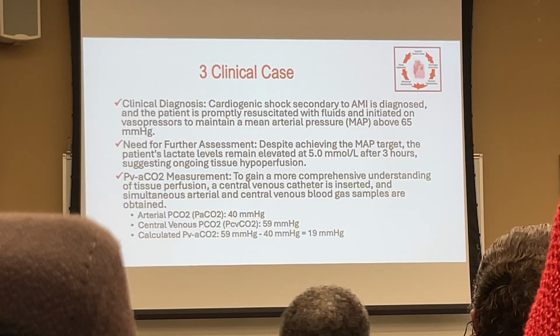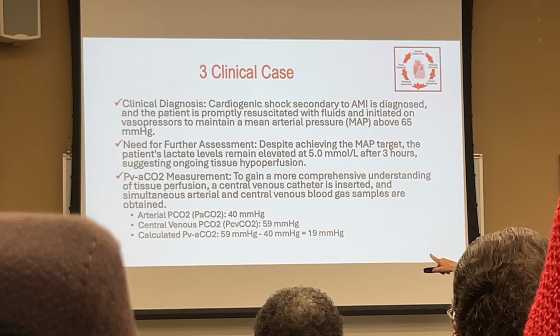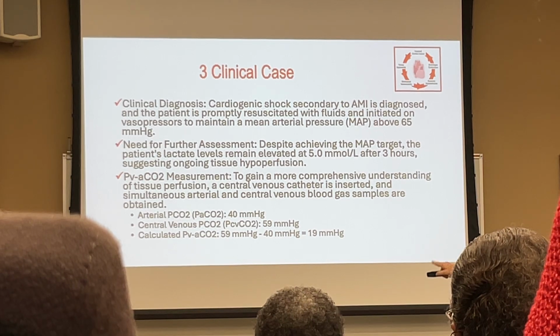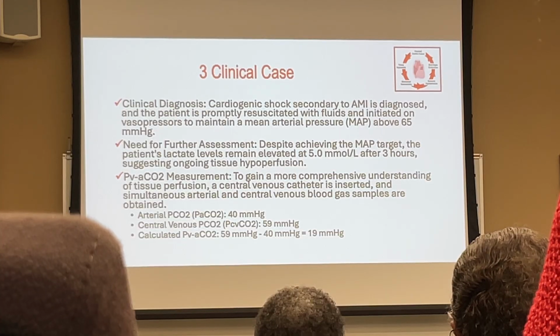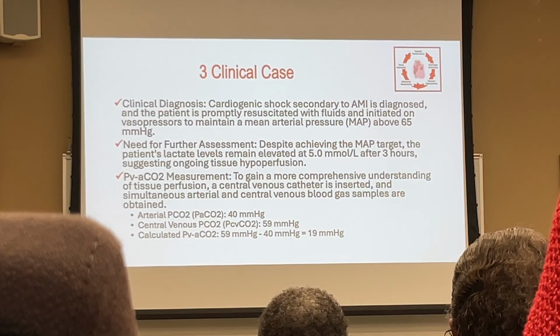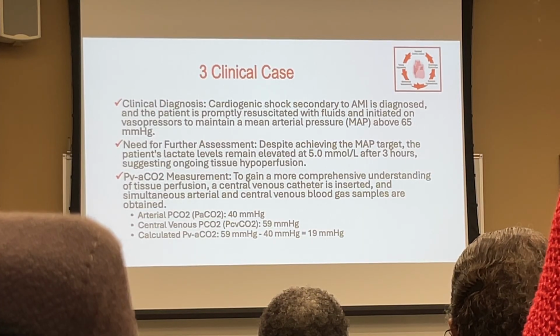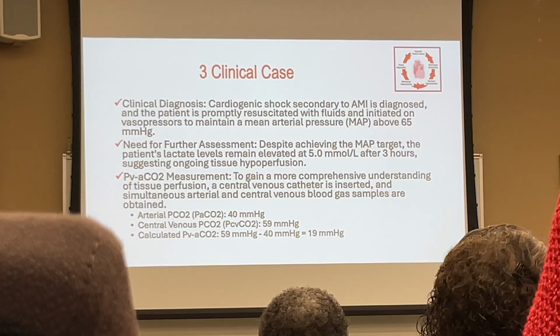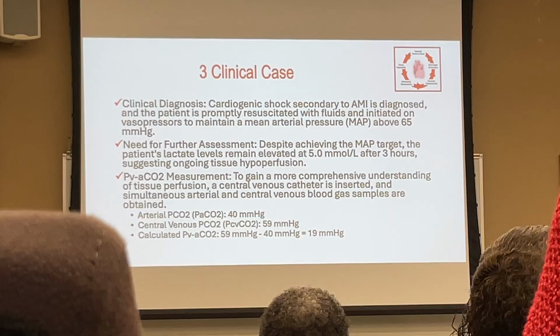So the last patient, I just wanted to, we don't even have to go through anything. His PaCO2 was 40, his central venous PCO2 was 59. 59 minus 40, gap is 19. Do you have good blood flow, yes or no? And that's all there is. There's no other answer. You do not have good blood flow, period. That's it. That's the only answer. When you have a wide gap, you don't have good microcirculatory blood flow.